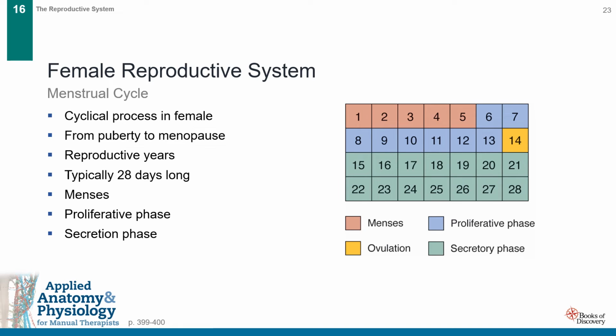In addition to a general thickening and increased vascularity of the endometrium, high levels of progesterone stimulate the endometrial glands to produce a nutrient-rich fluid that supports the growth of a fertilized egg. If the egg is not fertilized, menstruation occurs and the cycle begins again.